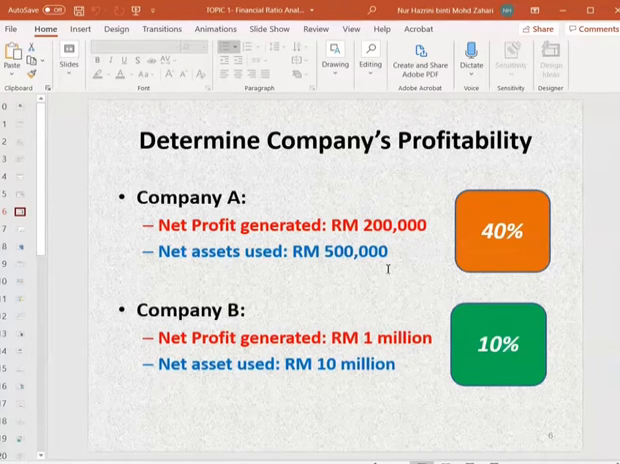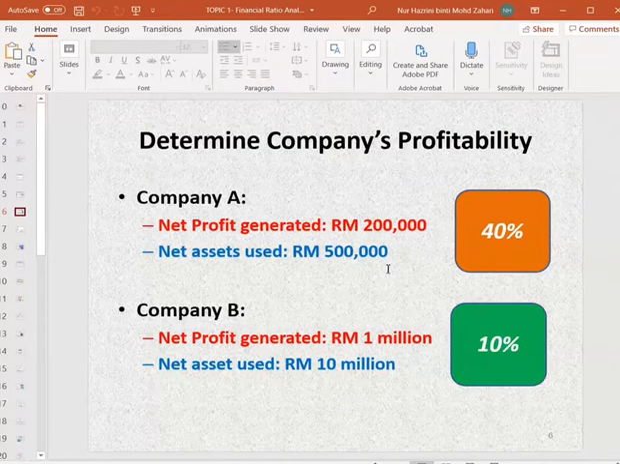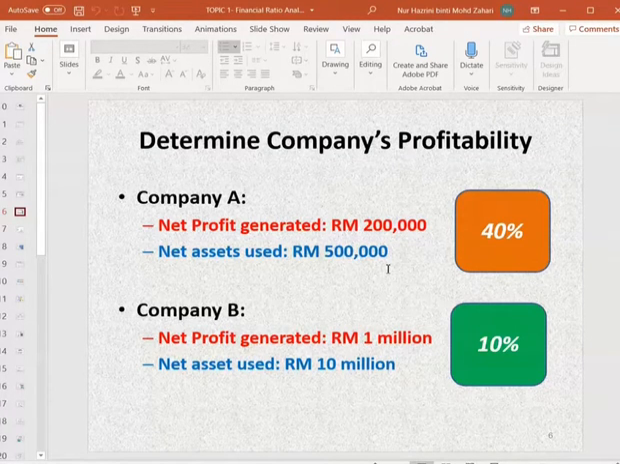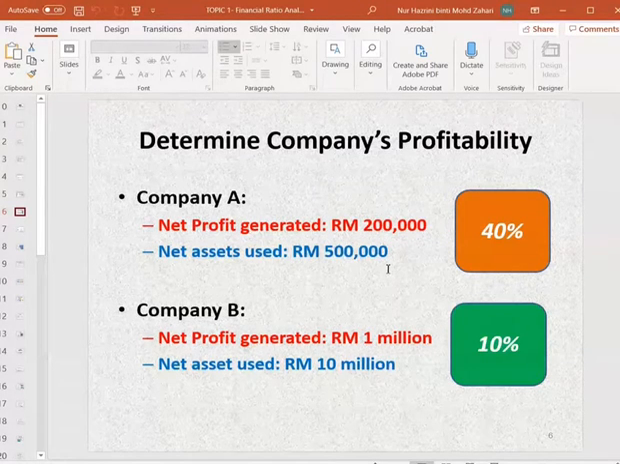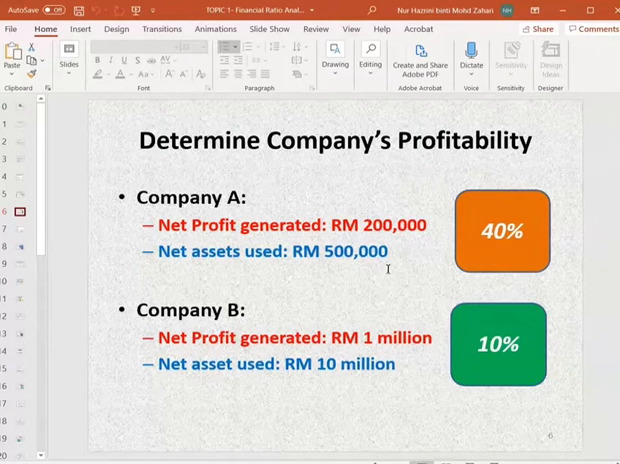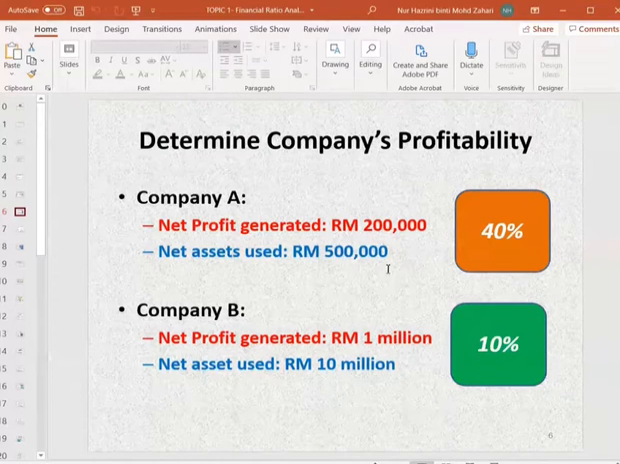Because when you start your business, you have the capital, you have the money, and you're going to use that money to buy the asset, particularly the non-current asset, and you will use that non-current asset to help you operate your business. So with that much investment in non-current asset, how much profit can you generate? If you spend 10 ringgit to buy the asset and you can generate more than that, more profit, it means that you are using your non-current asset efficiently.